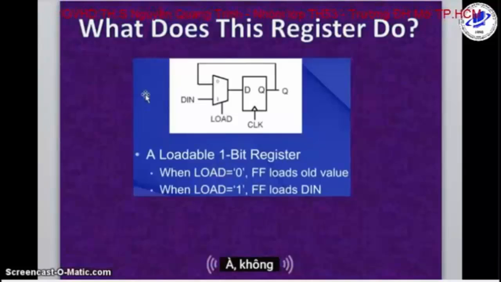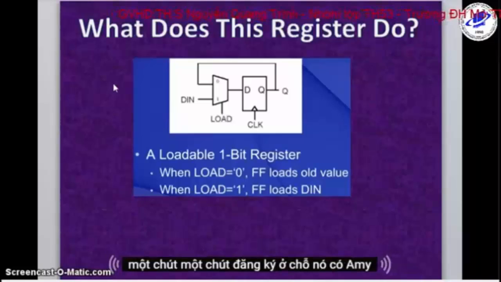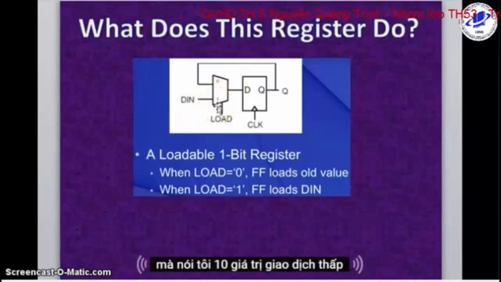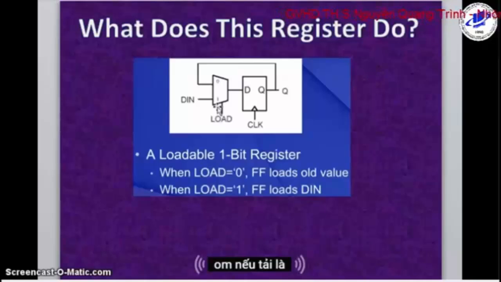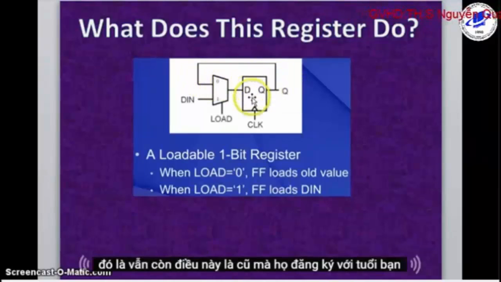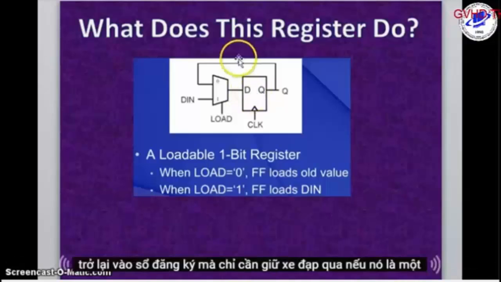Now let's look at this register. This register is a loadable 1-bit register in that it has an input, the DN. It has a load switch that says, do I want to load the old value, or do I want to load in the new value? If load is 0, then it's going to take that Q, which is the old value, the register with the old value, and it will say, okay, so that is the old value. Let's put the old value back into that register.